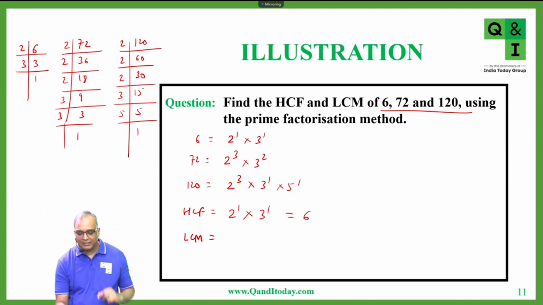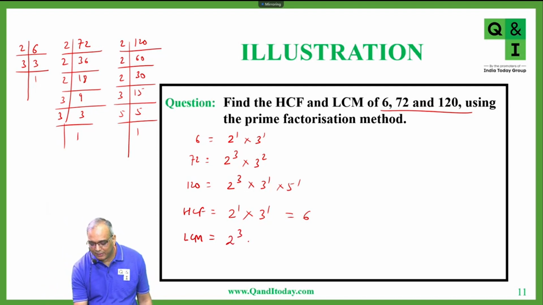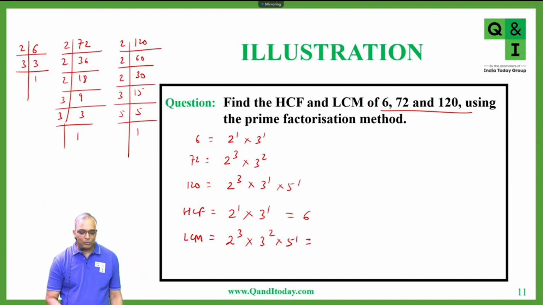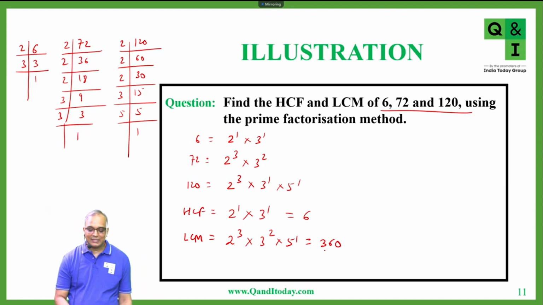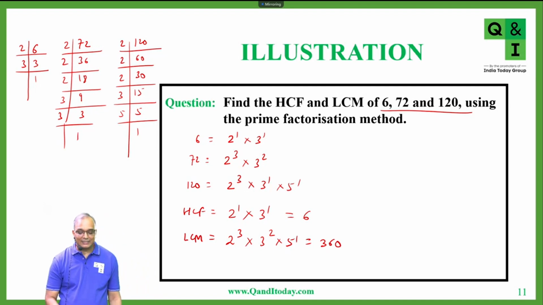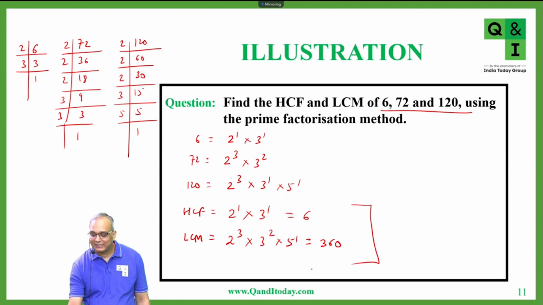If you have to find the LCM, this will be equal to all the factors with the highest power. So factor 2 has a highest power of 3, 3 has a highest power of 2 and 5 has a highest power of 1. So 8 into 9, 72 into 5, this will be 360. So HCF is 6 and LCM is 360.